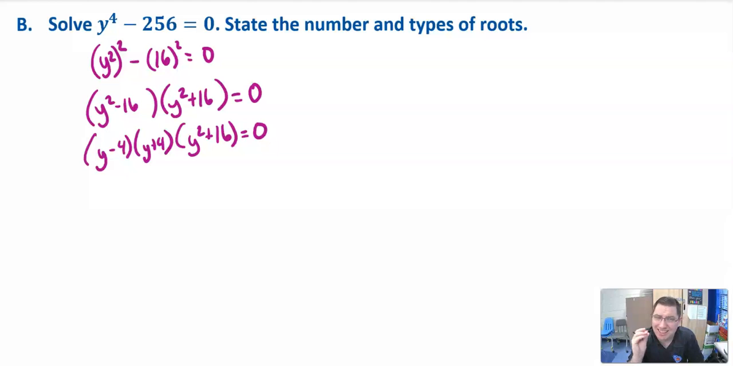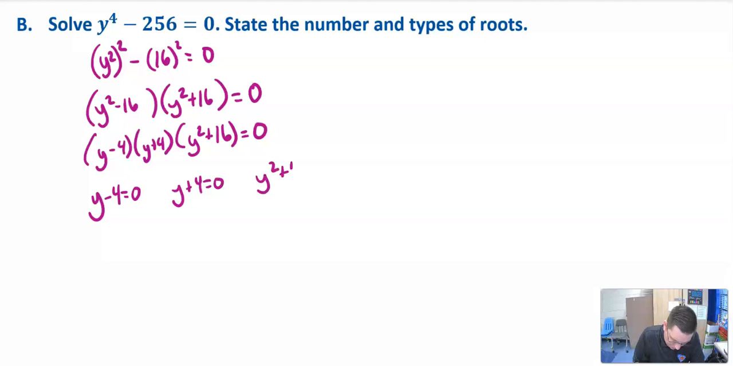And so now I'm going to set each of these pieces equal to 0. So y minus 4 equals 0, y plus 4 equals 0, y squared plus 16 is equal to 0. Well, the first two are pretty easy. So y is going to be equal to 4, y is going to be equal to negative 4. So I've got those two real roots so far.